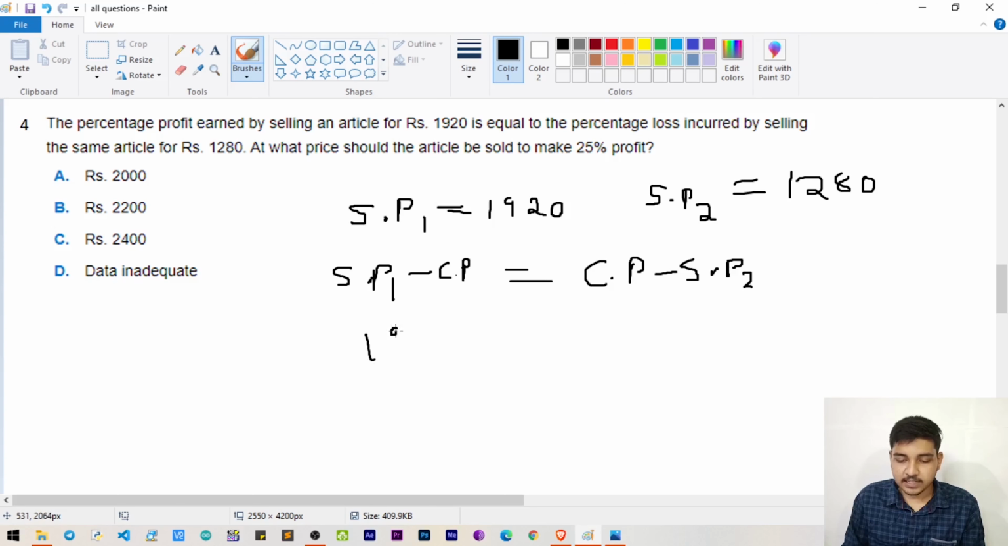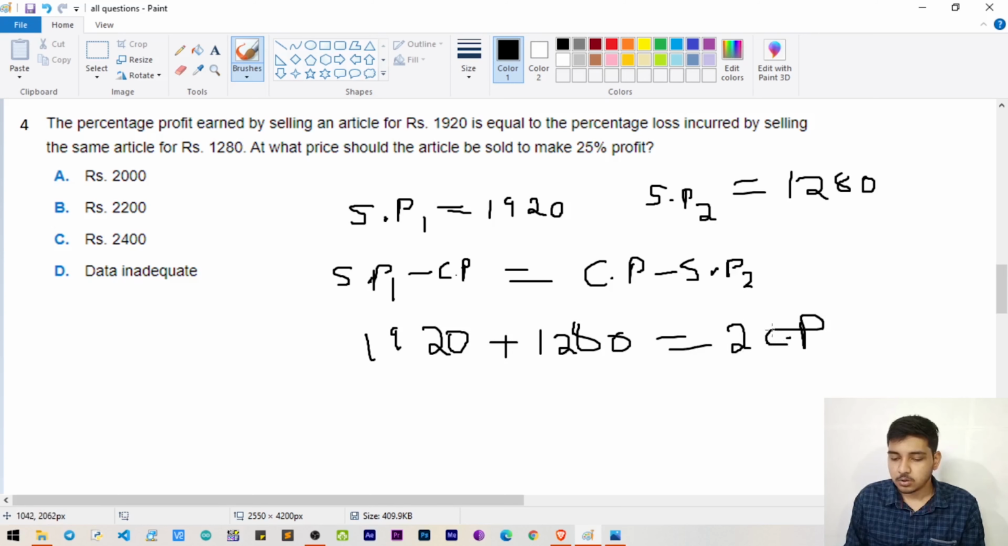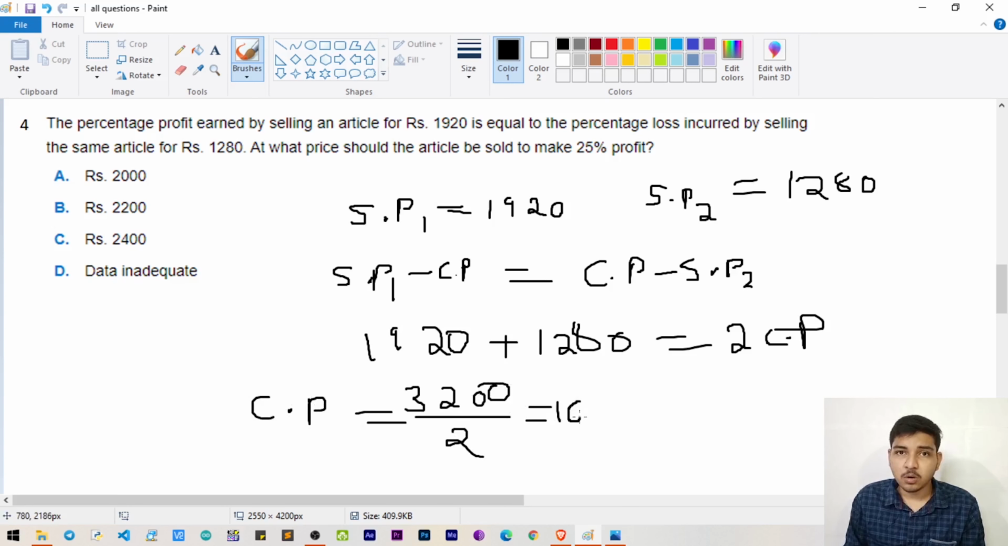So simply 1920 plus 1280 is equal to 2CP, right? So 1920 plus 1280 is equal to 3200, divided by 2 will give you CP. So 1600 is the actual cost price.